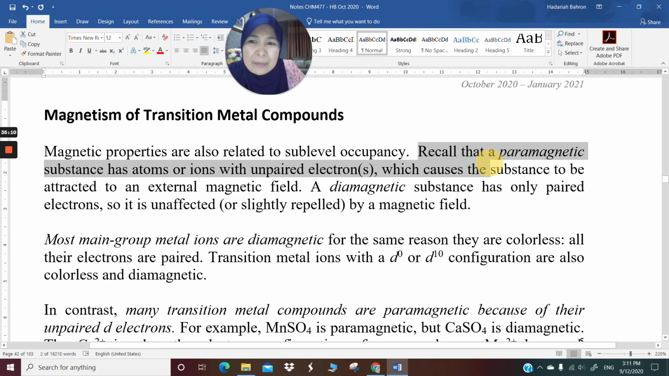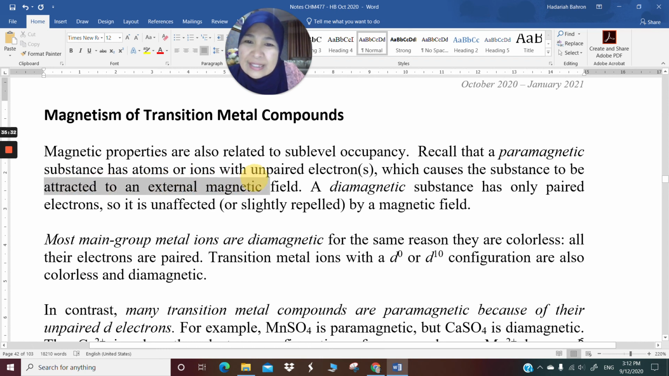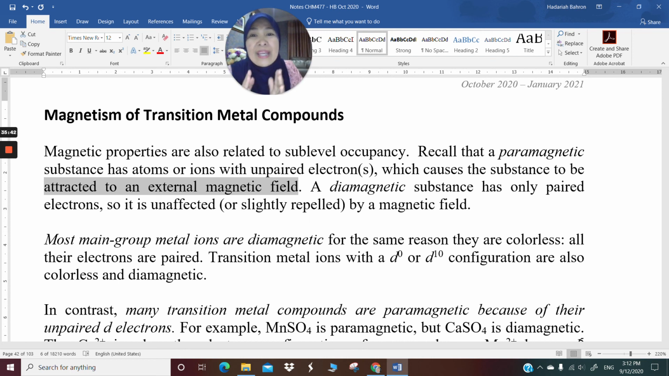Recall that paramagnetic substances have unpaired electrons. Do you still remember my explanation about oxygen? Oxygen is paramagnetic. It has unpaired electrons. So paramagnetic compounds have unpaired electrons. Now, paramagnetic compounds are attracted to an external magnetic field. When you apply a magnetic field to a paramagnetic compound, you will notice that that compound is going to be attracted to go into that magnetic field.